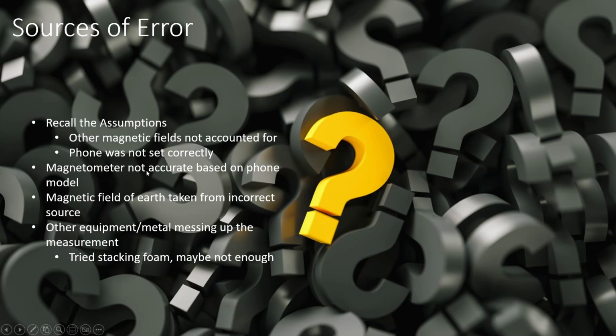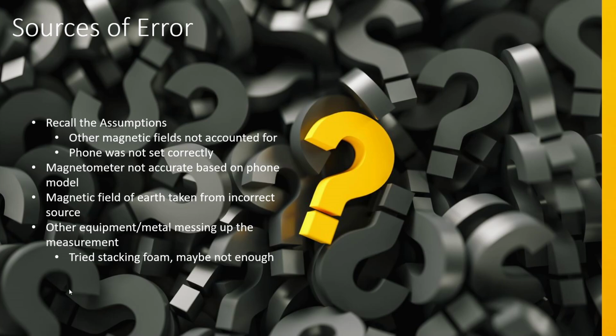The magnetometer chip in our phone may not be accurate. It varies depending on model. And the magnetic field of the Earth might have been taken from an incorrect source, or the source might have had it wrong. And other equipment such as metal could have been messing up our measurement. We tried stacking foam underneath our phone, but there might have still been too much interference.